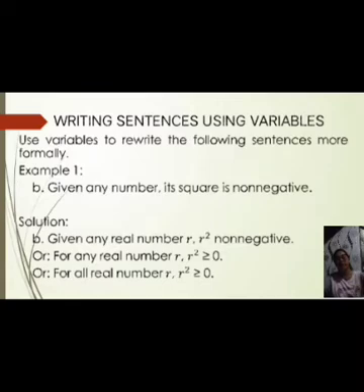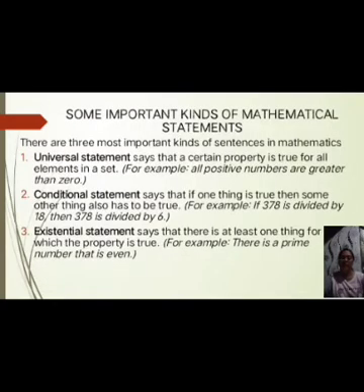So, the next one. There are three most important kinds of statement in mathematics. The first one is the universal statement. A universal statement states that a certain property is true for all elements in a set. For example, all positive numbers are greater than 0. The second is the conditional statement. It says that if one thing is true, then some other thing also has to be true.